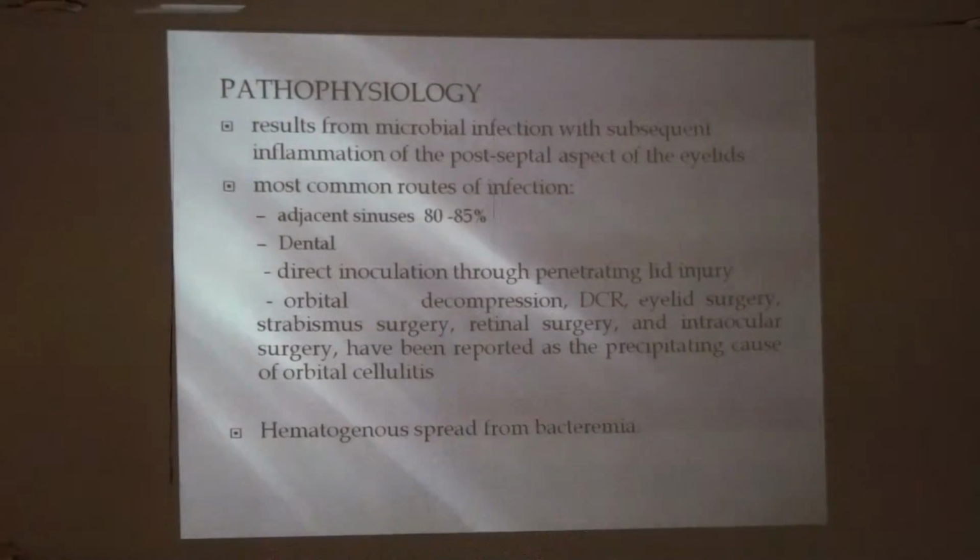Dental infection can also lead to orbital cellulitis via sinuses or directly. Direct inoculation through a penetrating lead injury also leads to orbital cellulitis. There are many surgeries we do which are also predisposing factors for orbital cellulitis. These include orbital decompression, DCR surgery, eyelid surgery, strabismus surgery, retinal surgery and intraocular surgery.